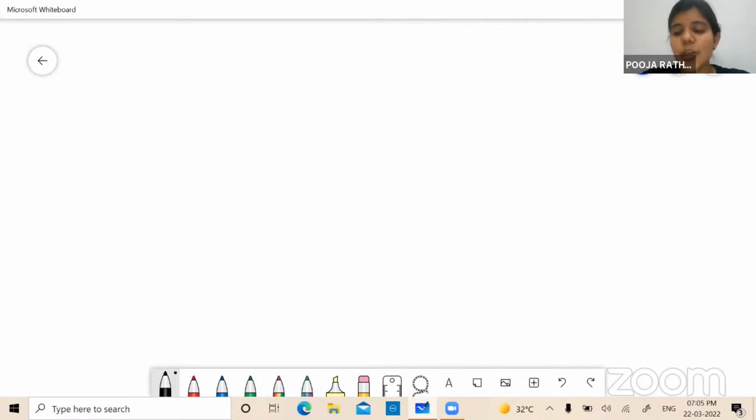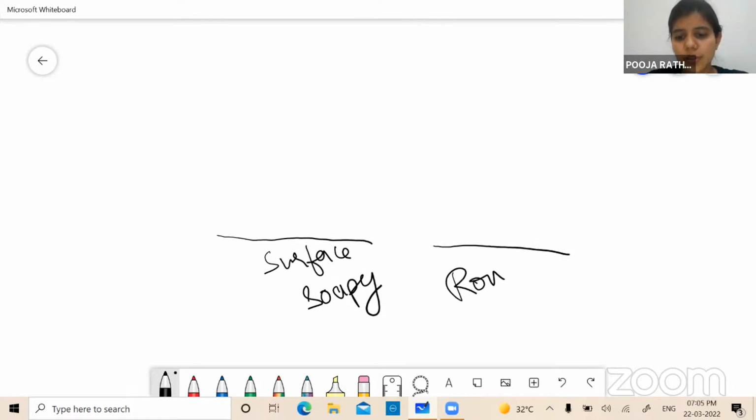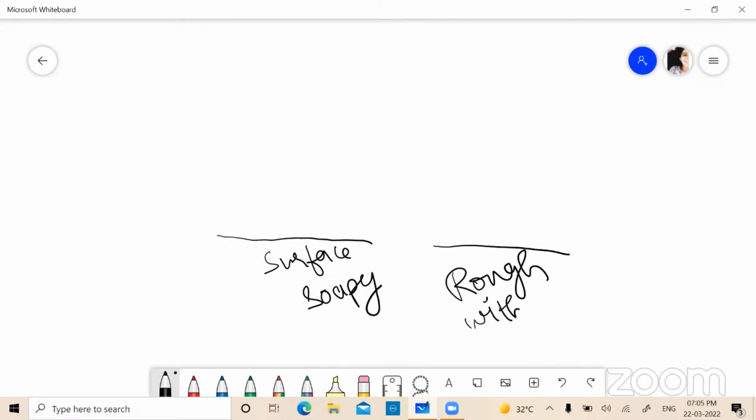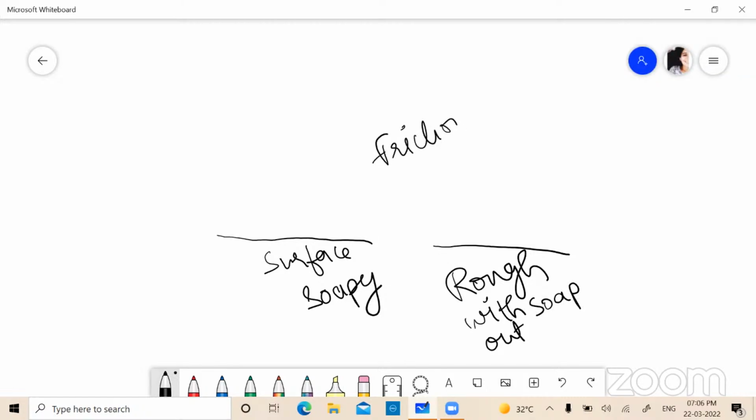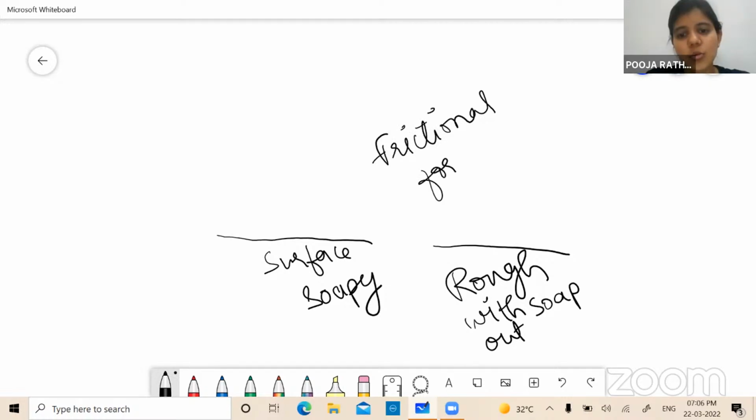Just tell me, why do we slip when we walk on a soapy surface, and we don't slip on a rough surface or without soap? Ma'am, because the soapy surface does not contain frictional force. Okay. So Palak said that the soapy surface does not have frictional force while a rough surface has. So what is frictional force then?